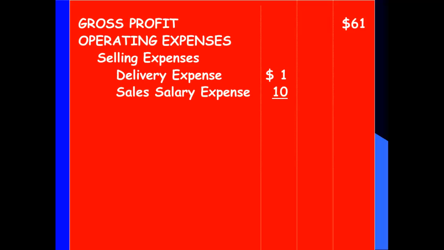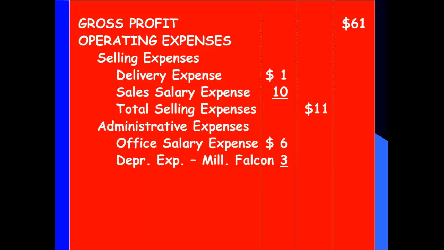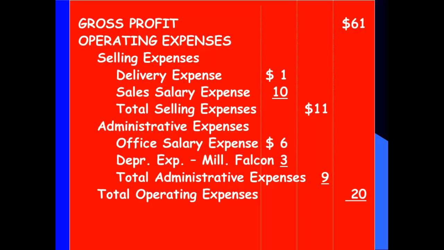All right, let's go back to the income statement. Under selling expenses, we had 2, we had delivery expense and sales salaries for a total of 11. And under administrative, we have 2, we have office salaries and depreciation expense for a total of 9. 11 plus 9 says my total operating expenses are 20.